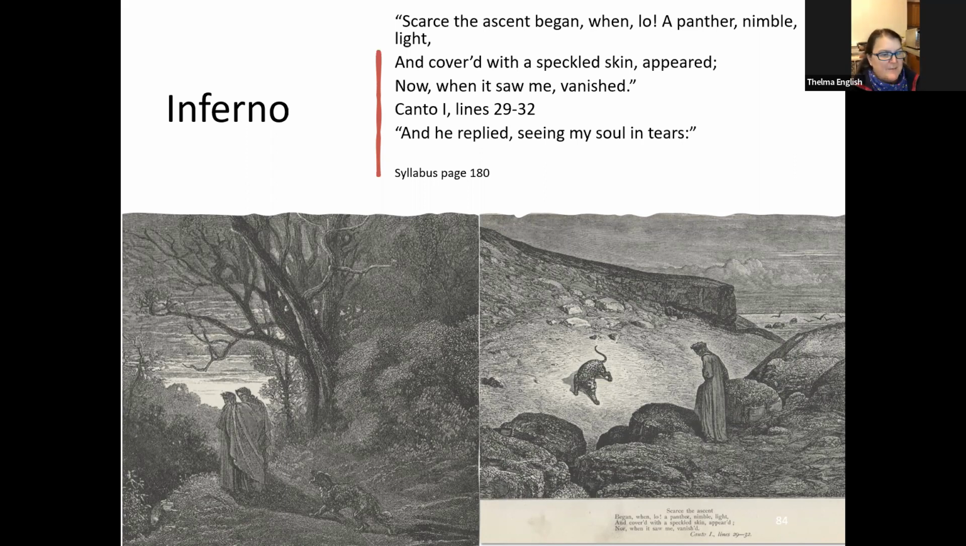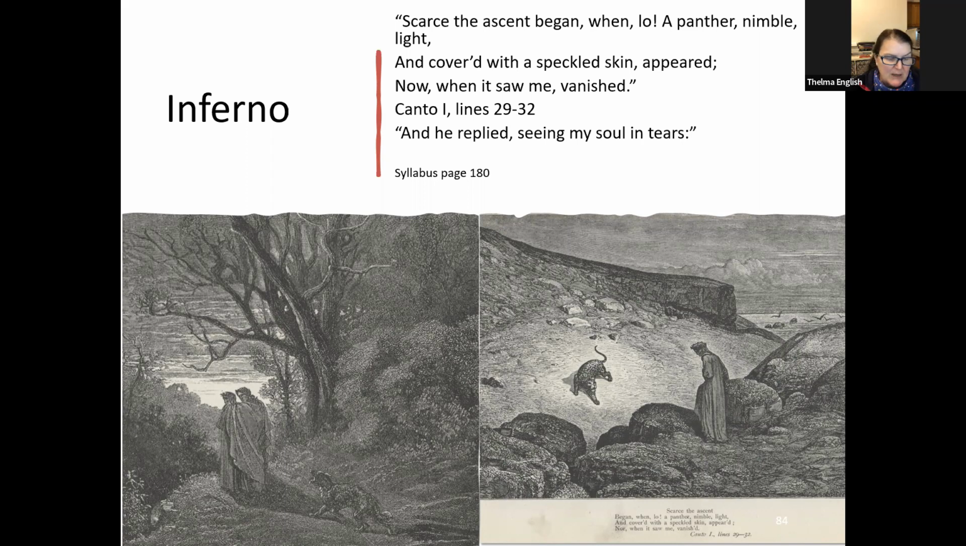Syllabus page 180, and this is in the left-hand column, very near the bottom. "And he replied, seeing my soul in tears, he must go by another way who would escape this wilderness. For that mad beast that flees before you there suffers no man to pass. Tracks down all, kills all, and knows no glut." So she never gets filled. She just keeps killing and eating. "But feeding, she grows hungrier than she was. She mates with any beast and will mate with more before the greyhound."